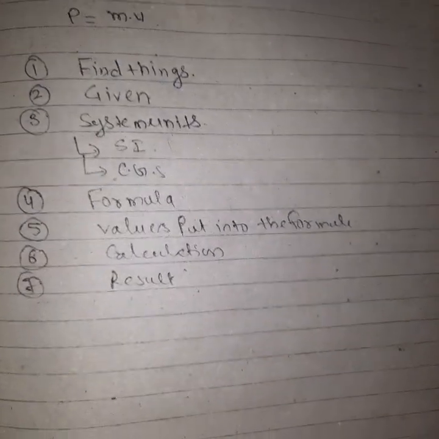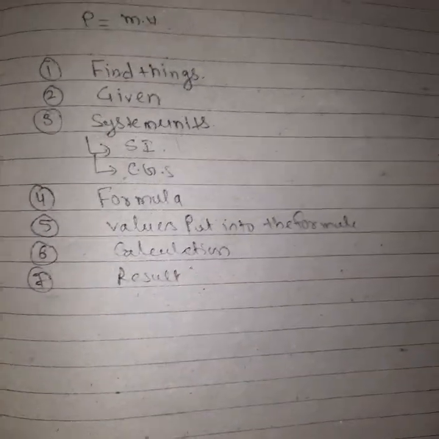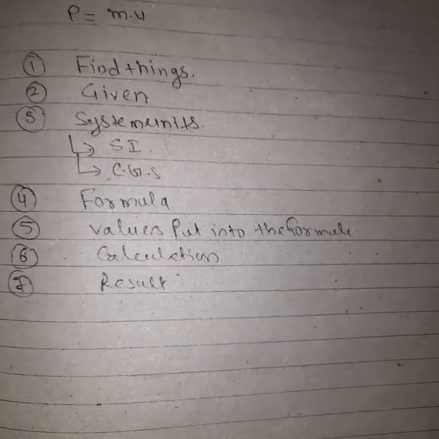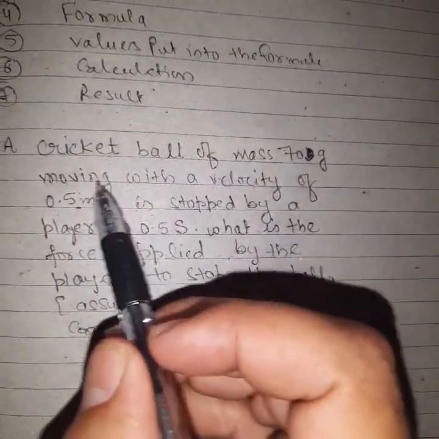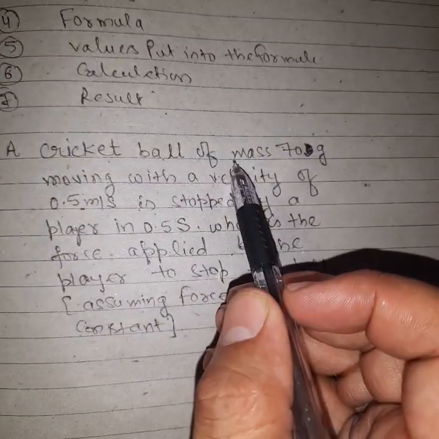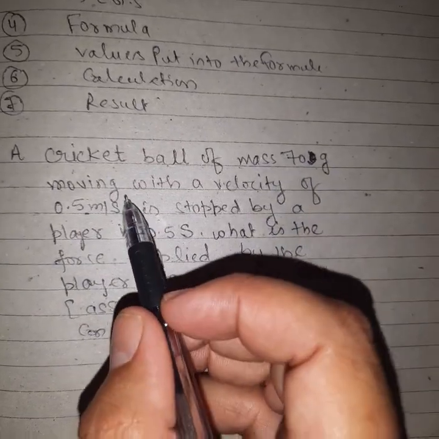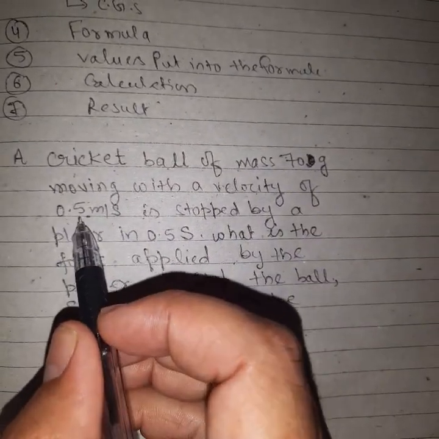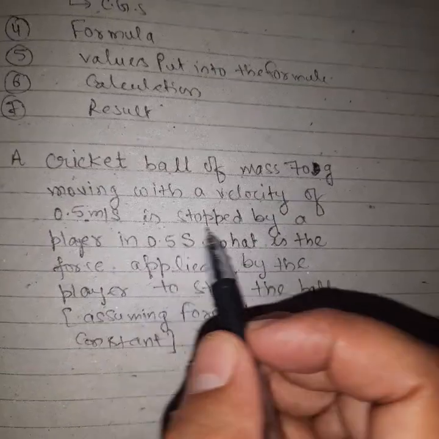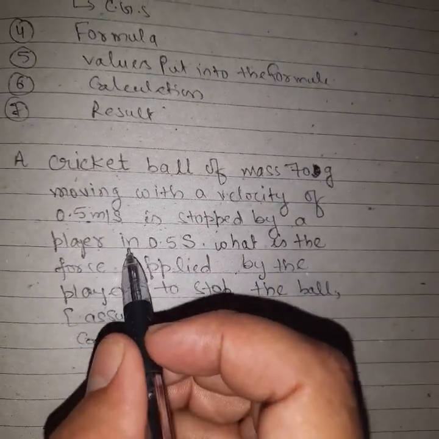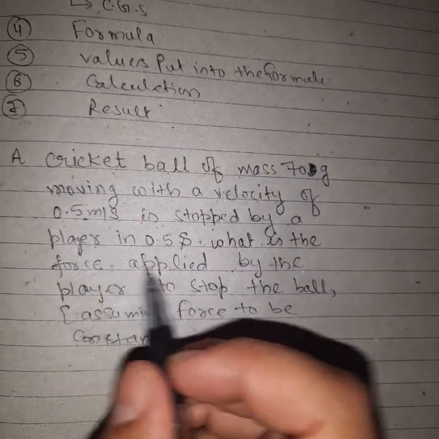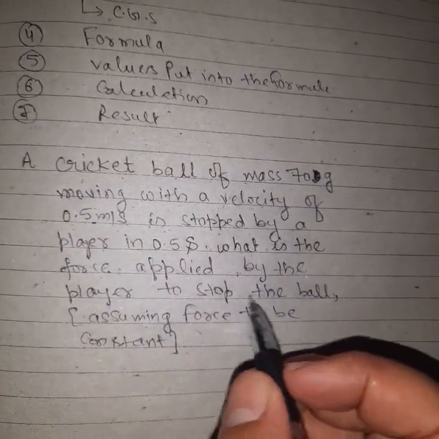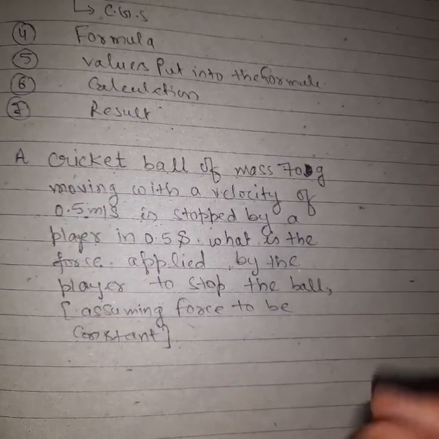Okay, now we are going to solve a few questions. By this you can understand and I can clear your concept. Now we are going to solve question number 1. This is the given question. First of all, read the statement. Listen. A cricket ball of mass 70 kg moving with a velocity of 0.5 meter per second is stopped by a player in 0.5 second. What is the force applied by the player to stop the ball, assuming force to be constant?